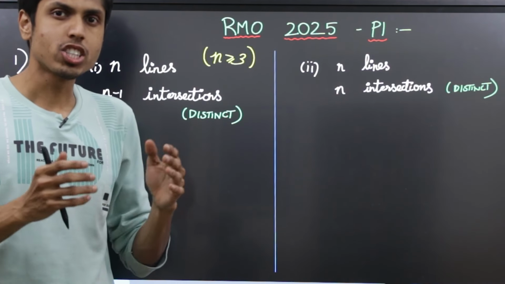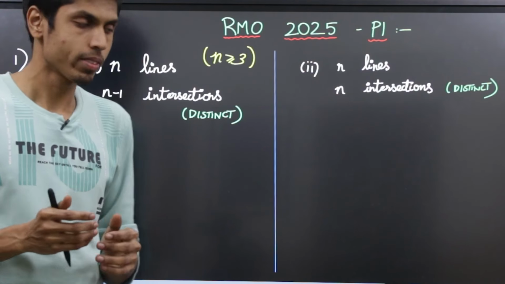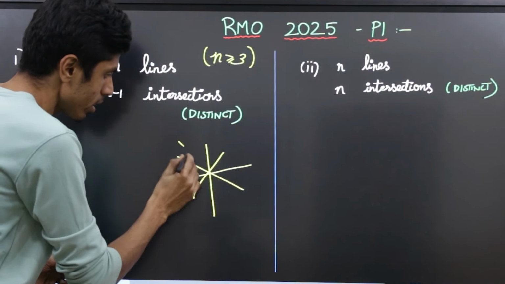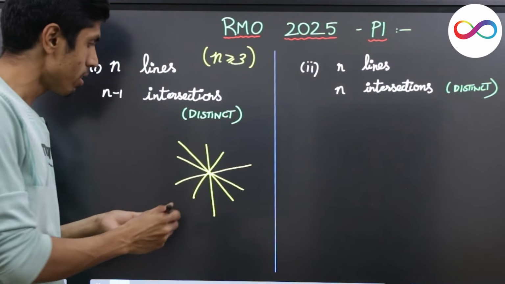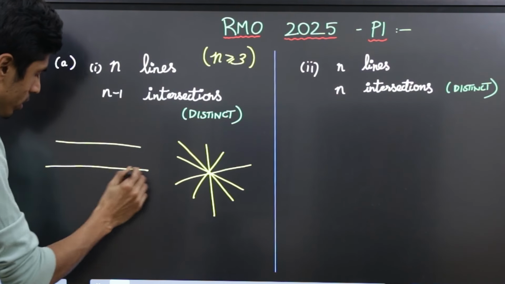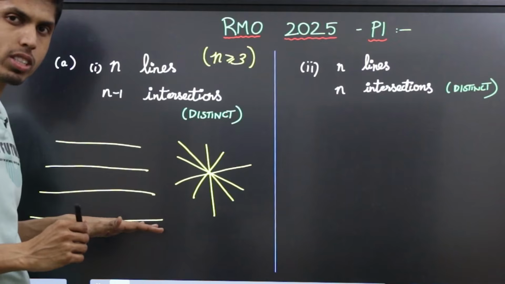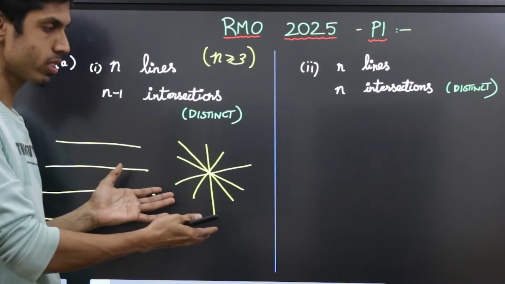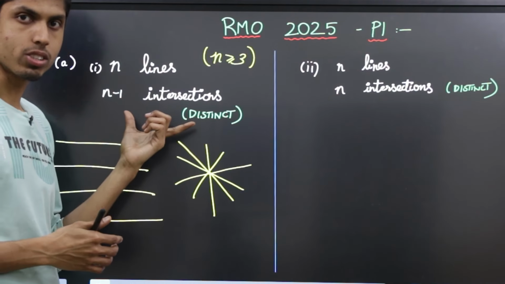Secondly, sharing common intersection. That's when you have concurrency. So a diagram like this minimizes the number of intersections by accumulating over a point. And if you consider parallel lines, they also minimize the number of intersections in some other sense. Now, using some of these configurations, maybe you are required to design n lines with n minus 1 intersections.